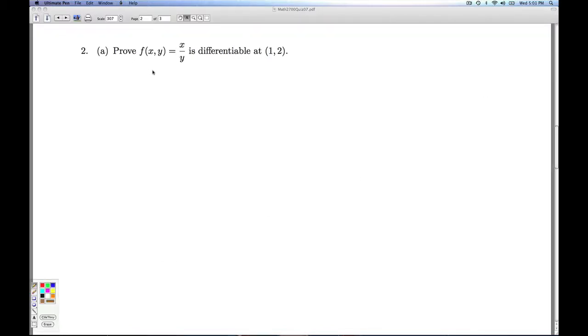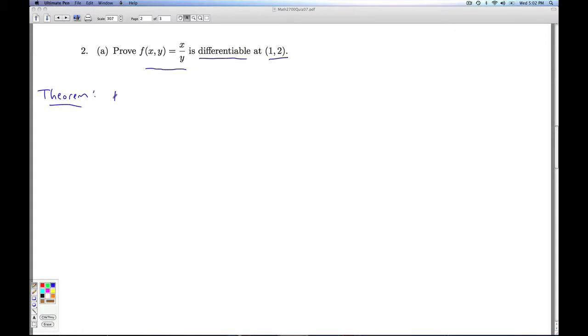Okay, number 2, part A, we're asked to prove that this function is differentiable at this point. So one way to prove differentiability is to use the long drawn out definition as in number 1, but we don't have the time to do that. We're going to use a mathematical power tool, and those of course are theorems.